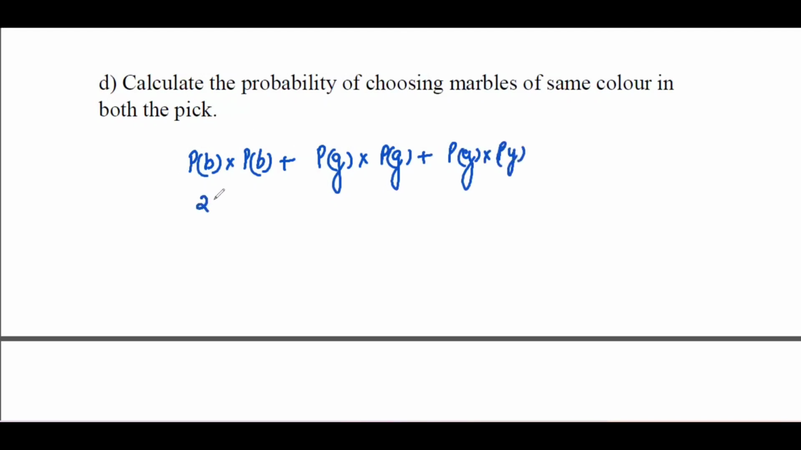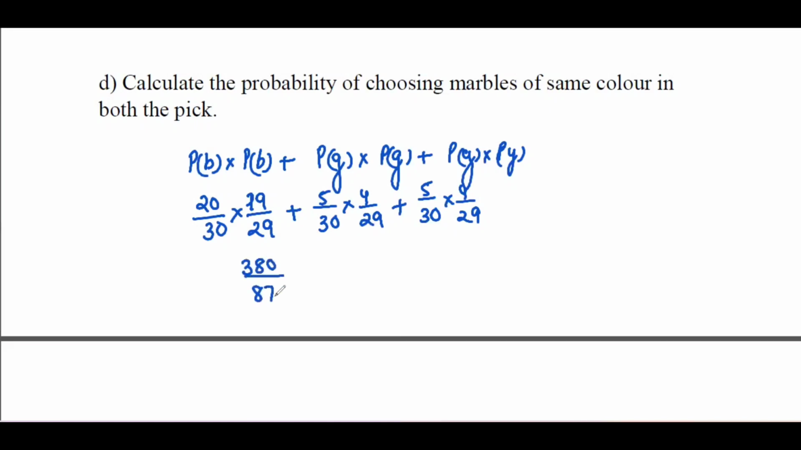So probability of picking blue in the first pick is 20 by 30. In the second pick, it's 19 by 29. Plus green is 5 by 30 and the second pick is 4 by 29. And similarly for yellow, 5 by 30 in the first pick and 4 by 29 in the second pick. So we can add and get our answer as 380 by 870 plus 20 by 870 plus 20 by 870, which is 420 by 870, or 42 by 87 is the probability.